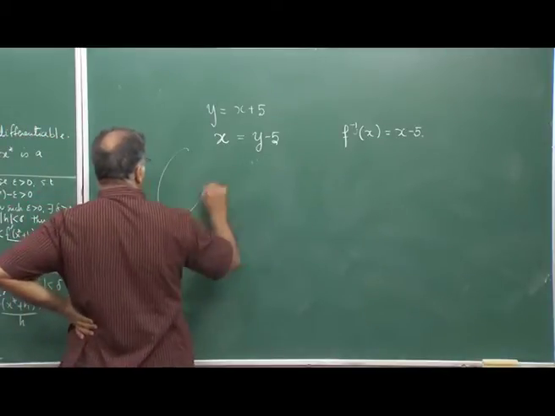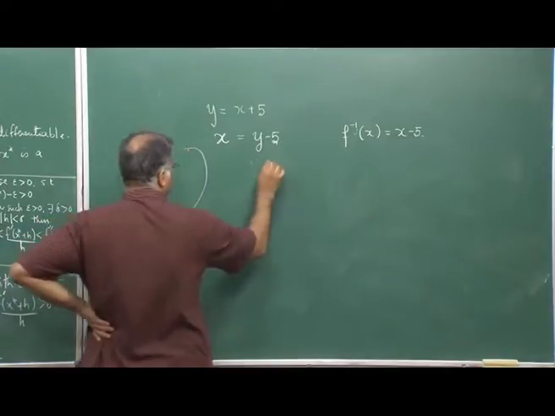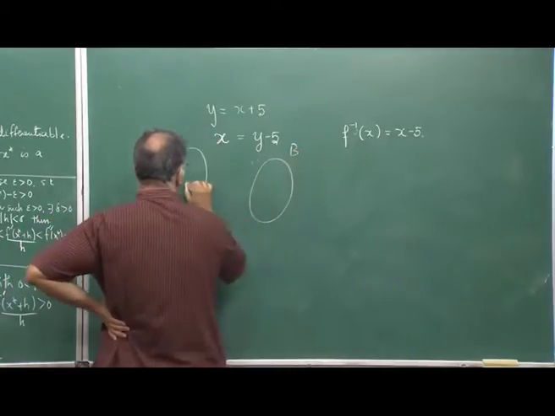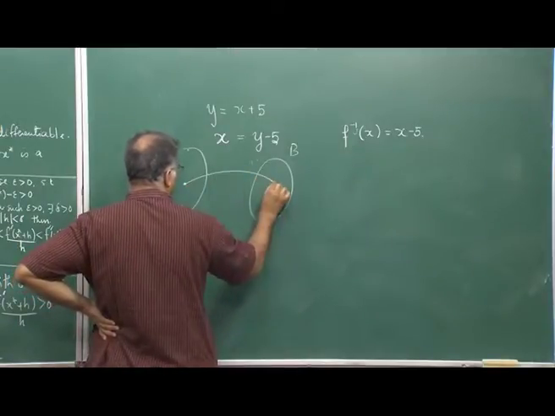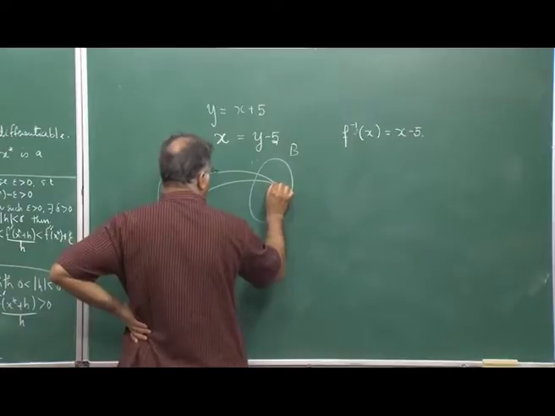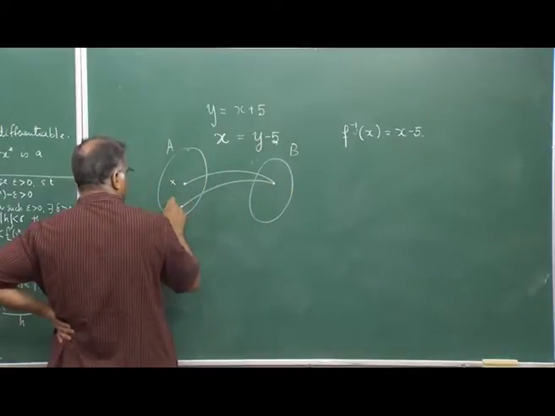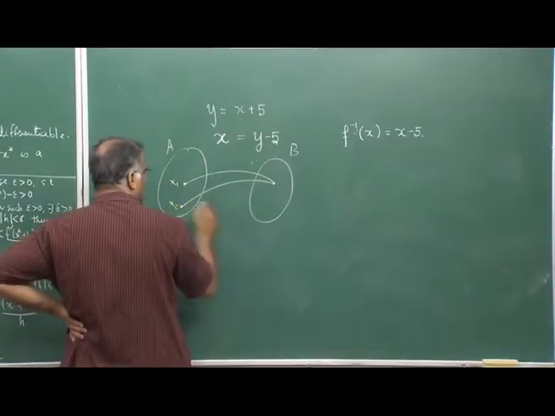So, here is your domain and here is your range. This is a very important concept. So, you see there can be 2 points which are going to the same y, 2 x's in A, x1, x2, which can go to the same y.